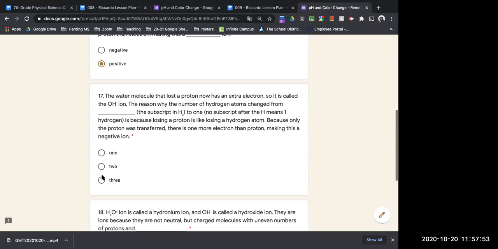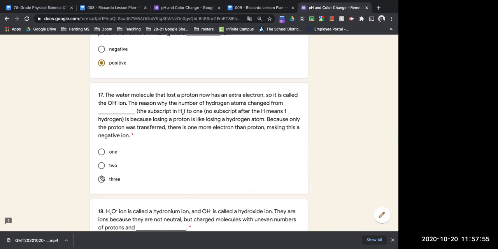All right. The water molecule that has lost a proton now has an extra electron, so it is called the OH negative ion. The reason why the number of hydrogen atoms changed from 2 to 1, no subscript after the H means 1 hydrogen, is because losing a proton is like losing a hydrogen atom, because only the proton was transferred. There's one more electron than proton, making this a negative ion.